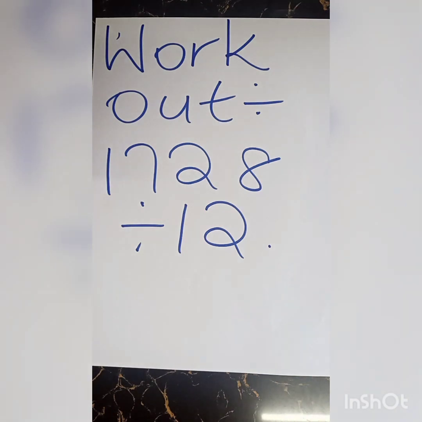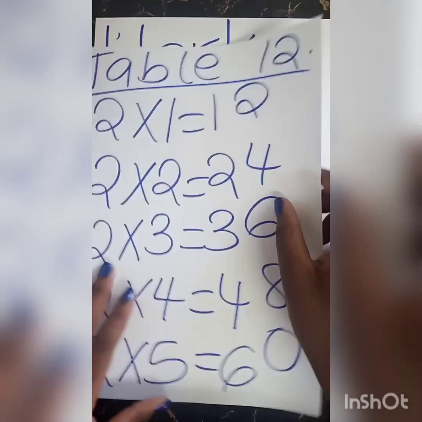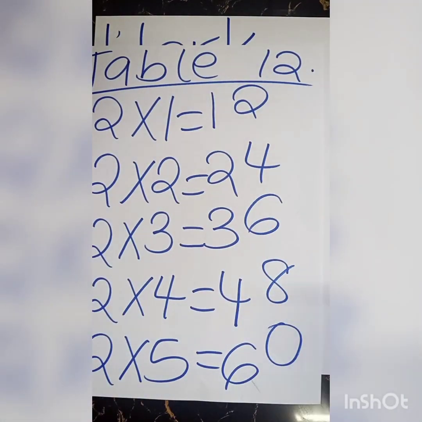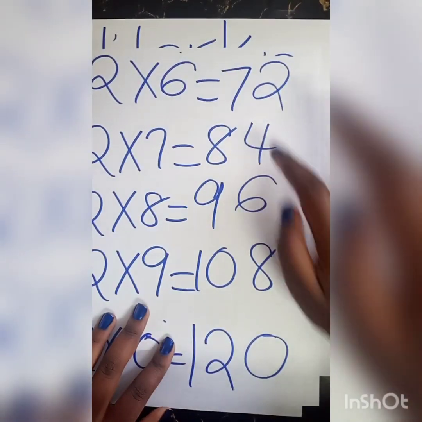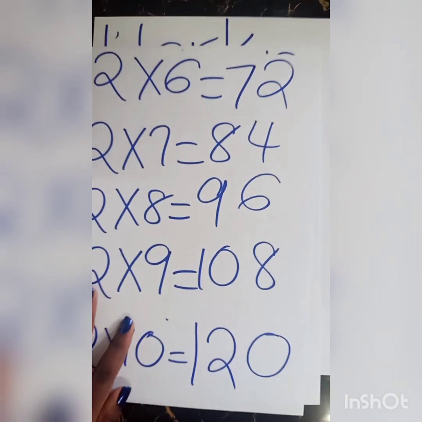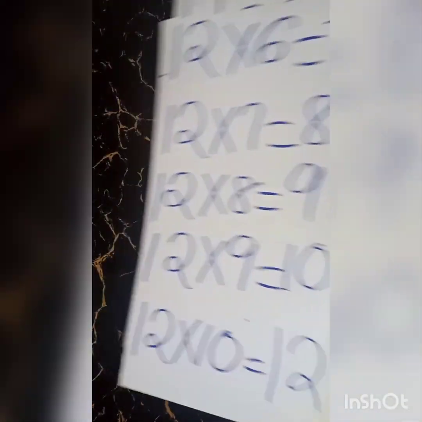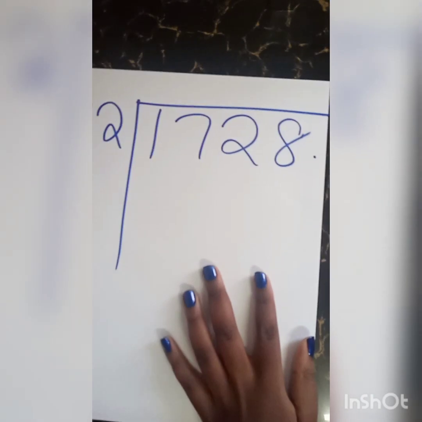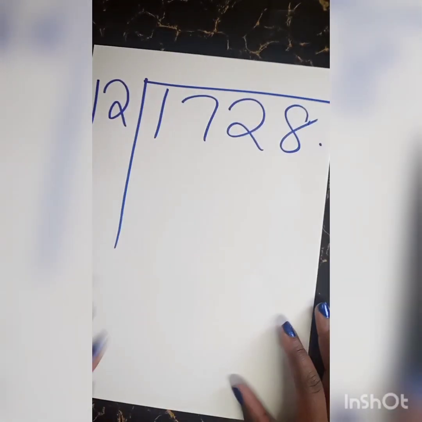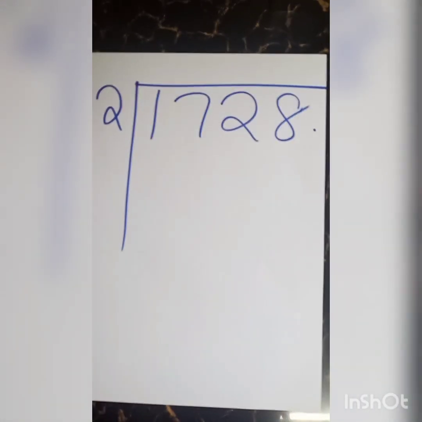Okay? So anytime you see a question like this, you should automatically know that you need to be conversant with table 12. And this is what you said about table 12: 12 times 1, times 2, times 3, times 4, times 5, times 6, 7, 8, 9, and 10. So now that you know table 12, we can answer this question easily. So, where does 17 fall in table 12?